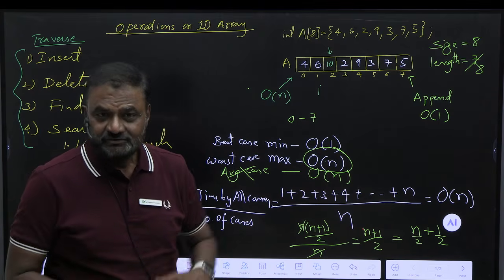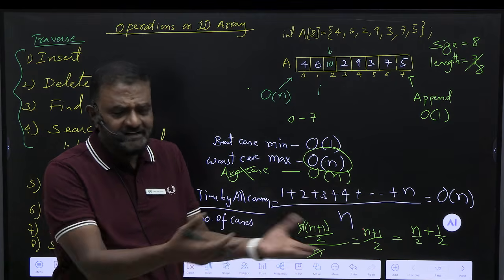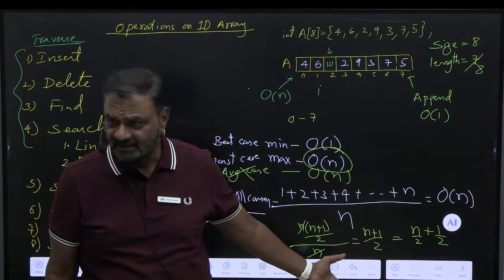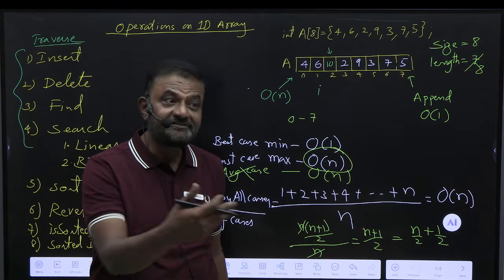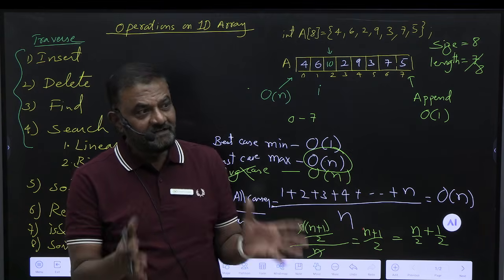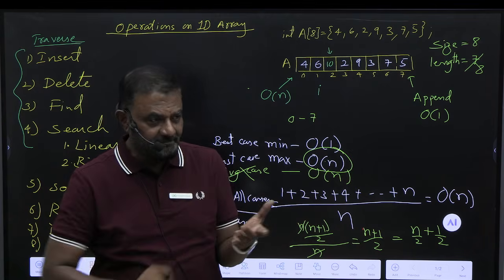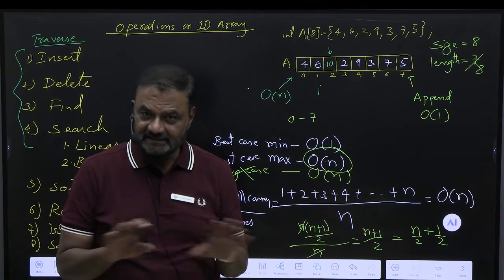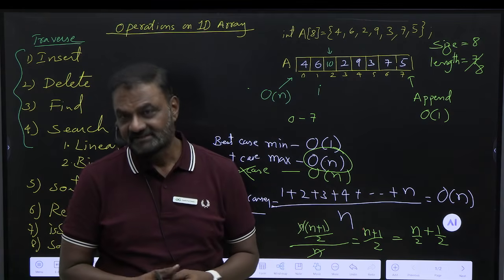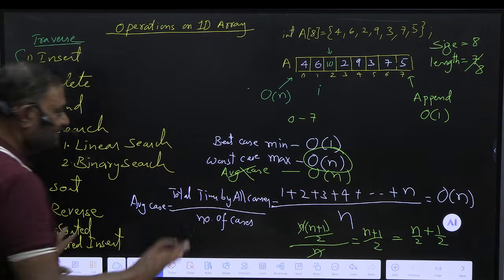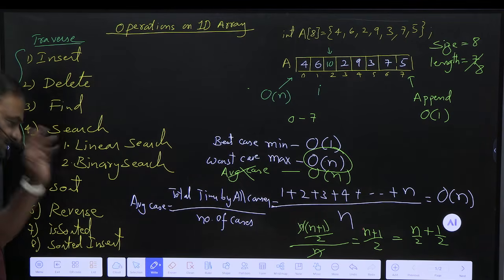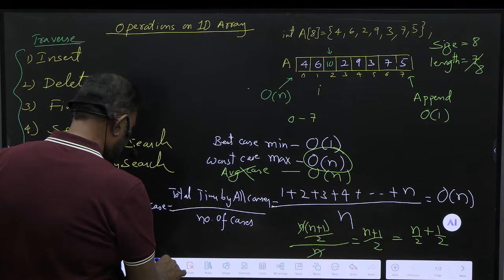For a different data structure, that method may be different. It may not be the same. It is not always n into n plus 1 by 2, right? It is different in different situations. So finding average case always involves a lot of mathematics. Is it clear? So we don't always find average case. Now we'll move on to the next operation.